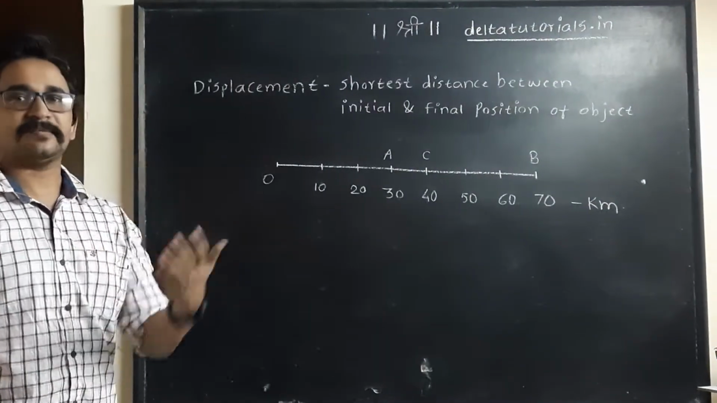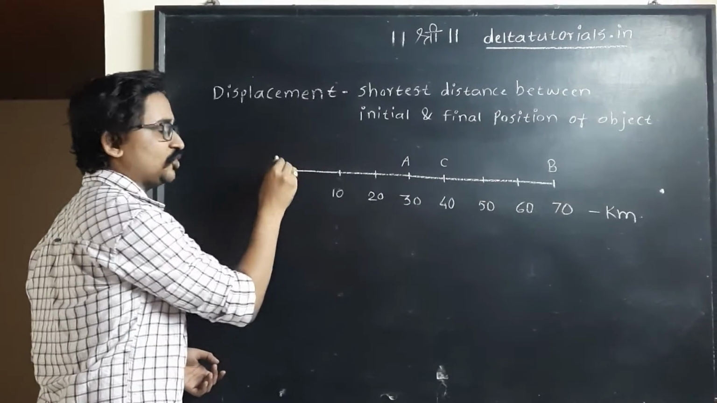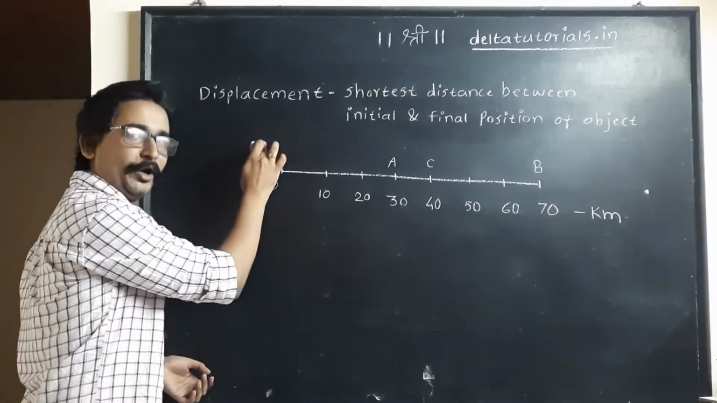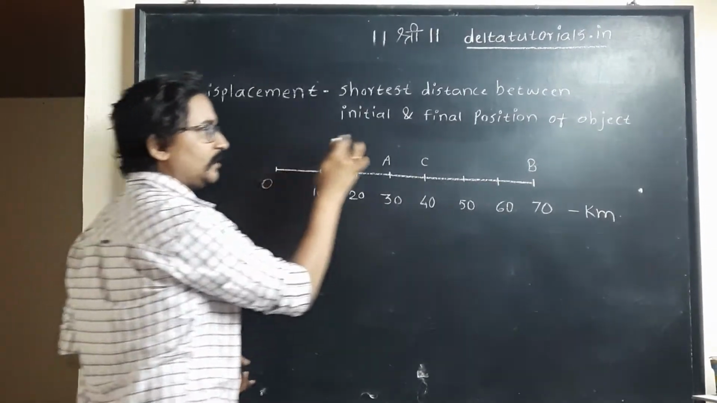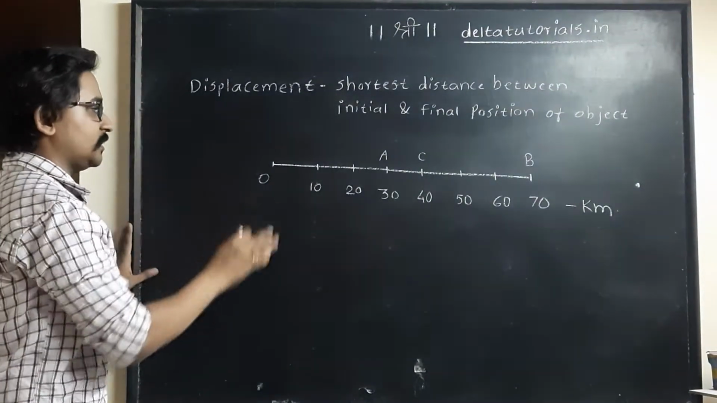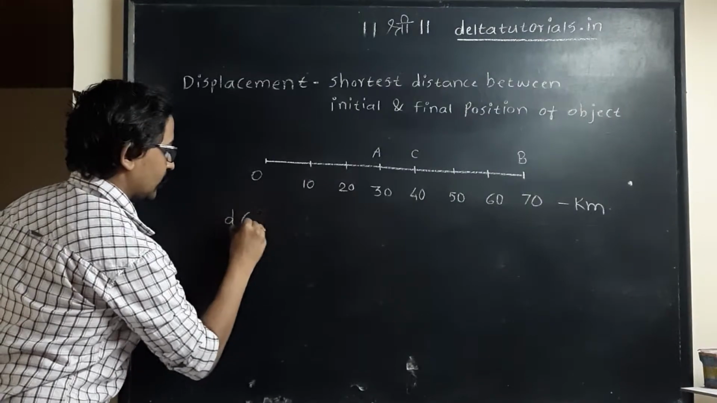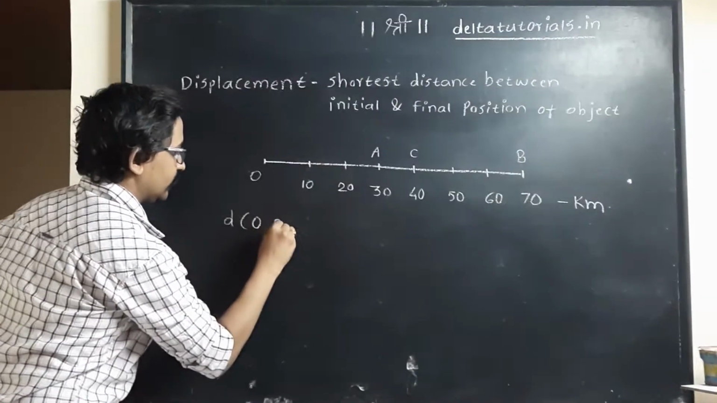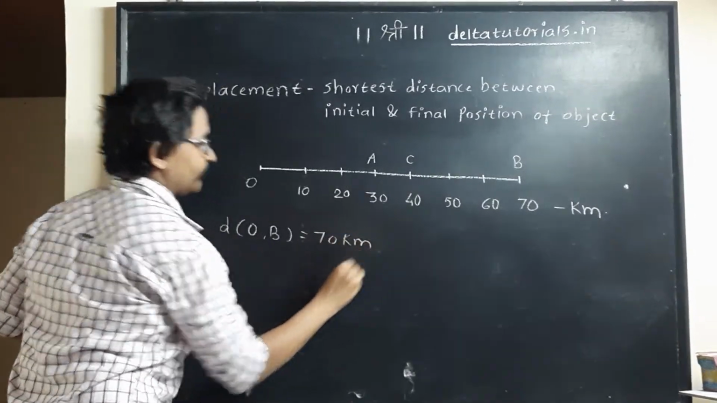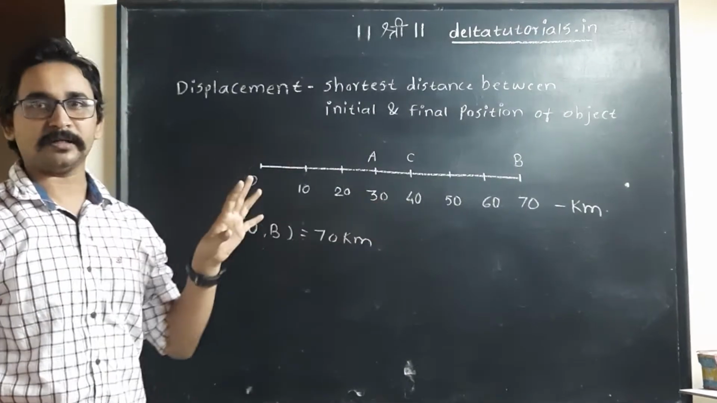Now, what is displacement? Suppose there is an object that starts traveling from point O. That object is traveling up to point B. So the distance covered from O to B in this case is 70 kilometers. See, from O to B, the distance is 70 kilometers.